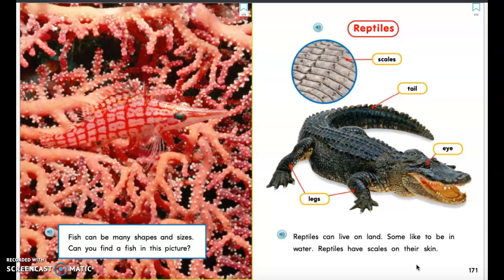So if I read all about this reptile and his labels, we have legs, eye, tail, and up here they did a zoomed in picture so that we can see those scales. That's that hard outer covering on a reptile's body. They don't have that soft and squishy skin like we do.